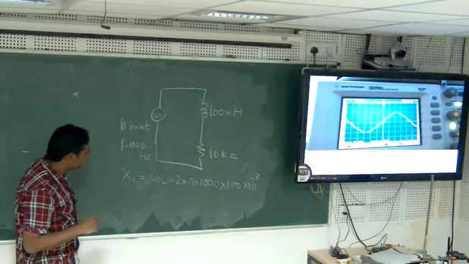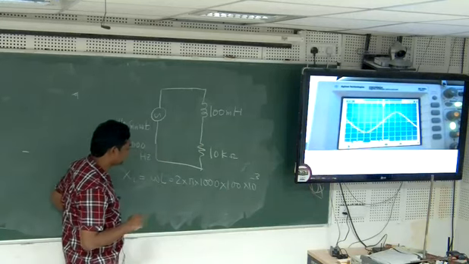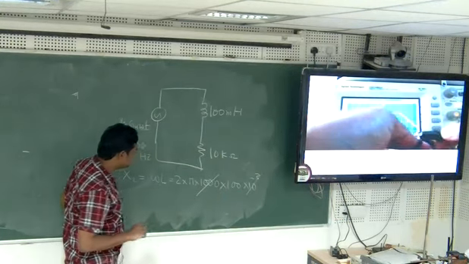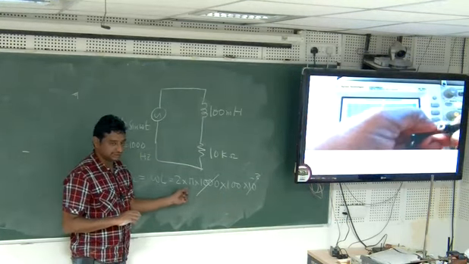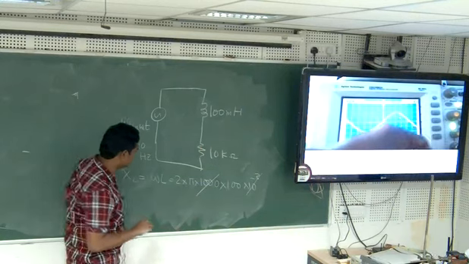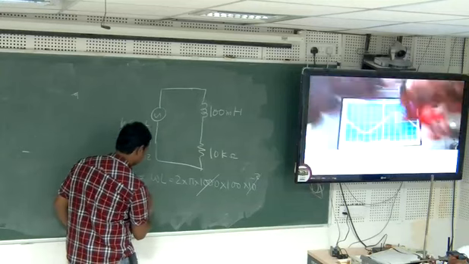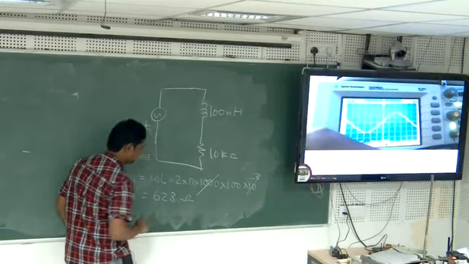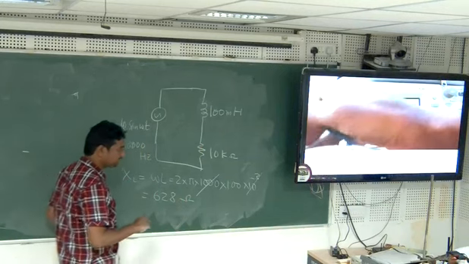Okay. So what is the value of all of this? So this 1000 and this one will get cancelled. Okay. 2 into pi is 6.28 into 100 is 628. 628 ohms. Okay. Let me just verify.